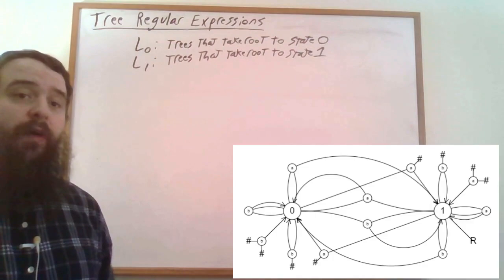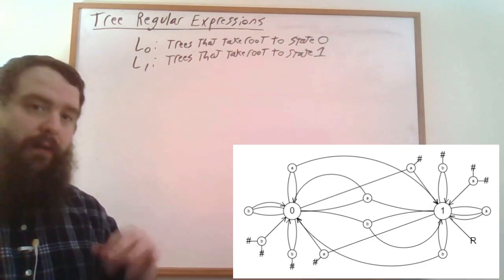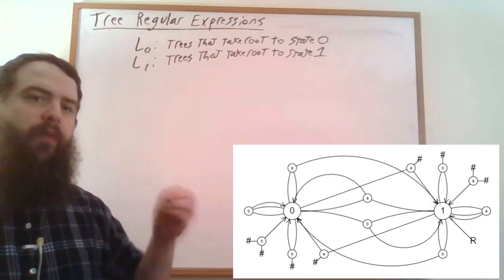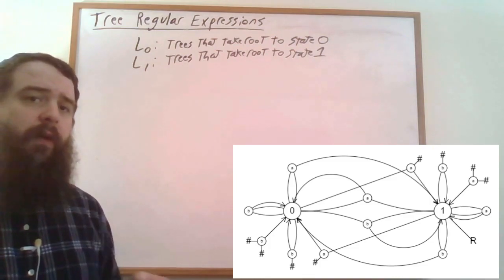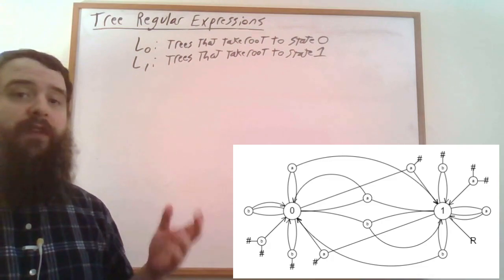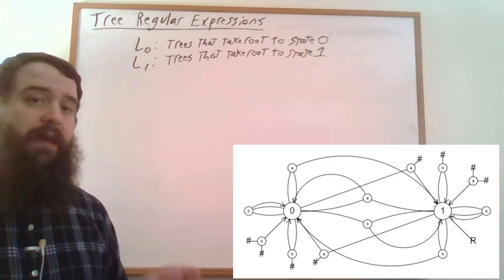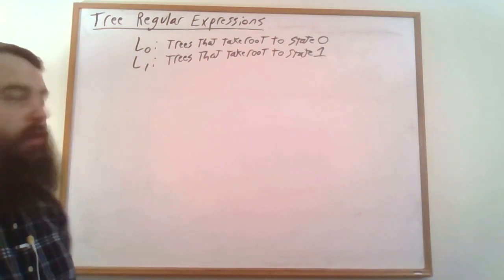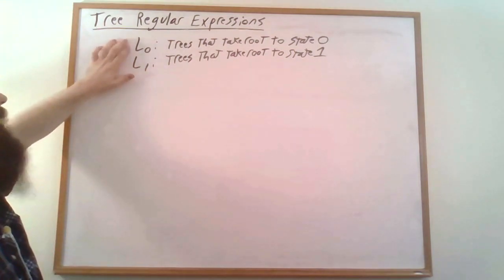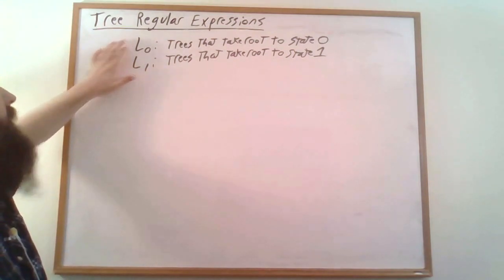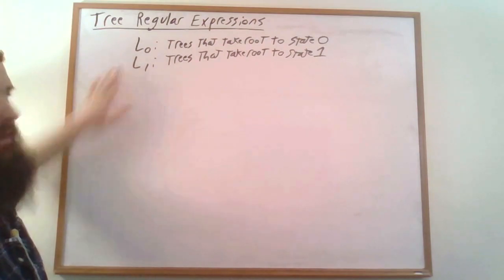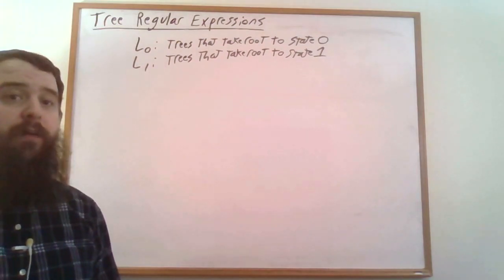We'll have L0 be the language of tree words that, when we run them through this automaton, the root winds up being in state 0, and we'll have L1 be the language of tree words that, when we run them through this automaton, the root winds up being in state 1. In other words, L0 is going to be the set of tree words that have an even number of A's, and L1 is going to be the set of tree words that have an odd number of A's.